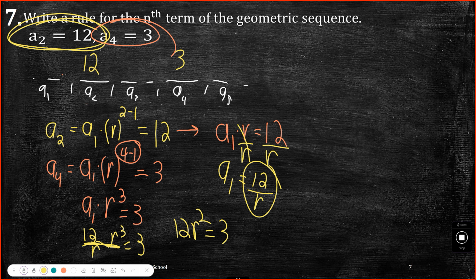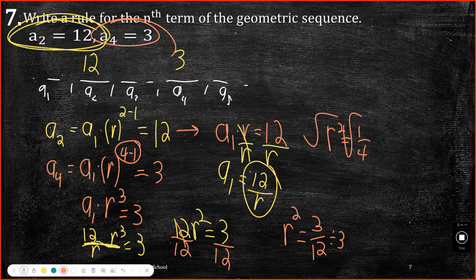How do I get the R by itself? What should I do as the next step? Divide by 12? Yes. So we're going to get R squared equals 3 over 12. If I divide by 3 top and bottom, I get R squared equals 1/4. Square root it, R is going to equal what? Anytime you square root both sides of an equation, it's going to be a plus and a minus. Square root of 1 is 1, square root of 4 is 2.